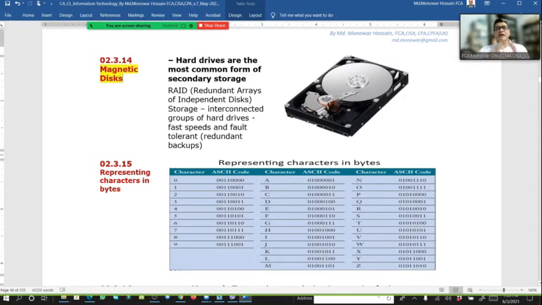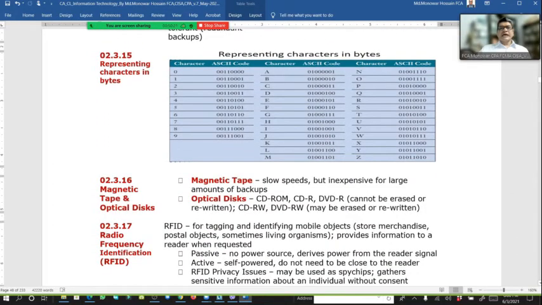Magnetic disks, hard drives are the most common form of secondary storage. RAID, redundant array of independent disks, means storage of interconnected groups of hard drives, with fast speed and fault tolerance, that means redundant backup. So it is the hard drive of magnetic disks, and here the representing of characters in bytes.